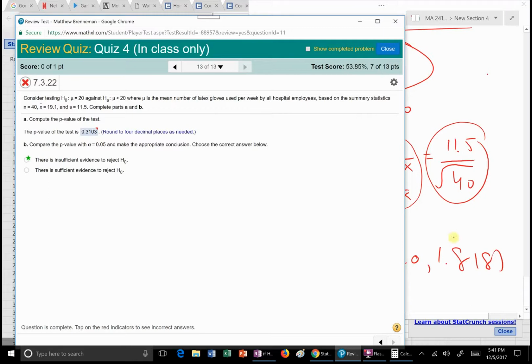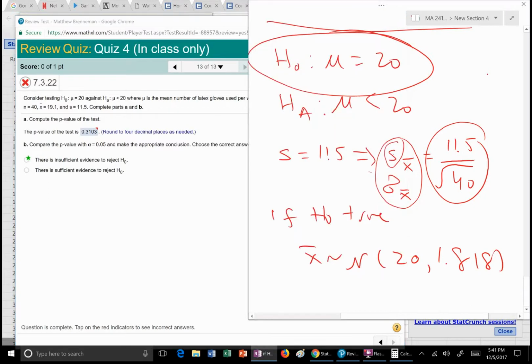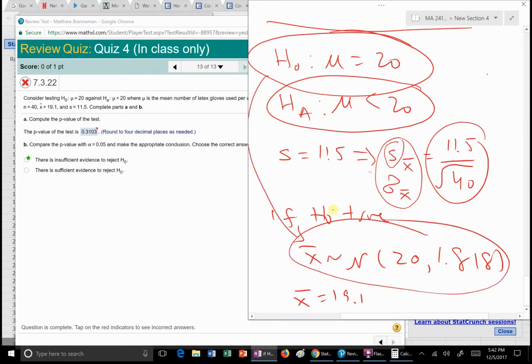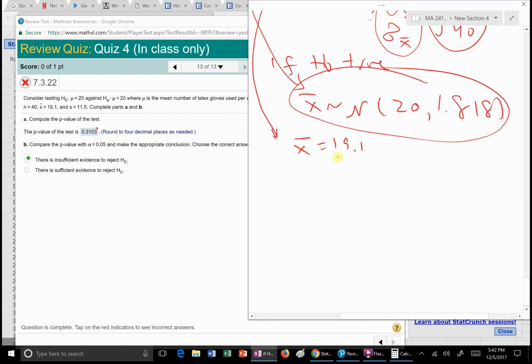So now my x bar is 19.1. Notice I'm doing a lower tail test. So notice that the null hypothesis tells me the distribution of x bar. The alternative tells me the direction of the test. So I'm going to test in the left tail of the test statistic.